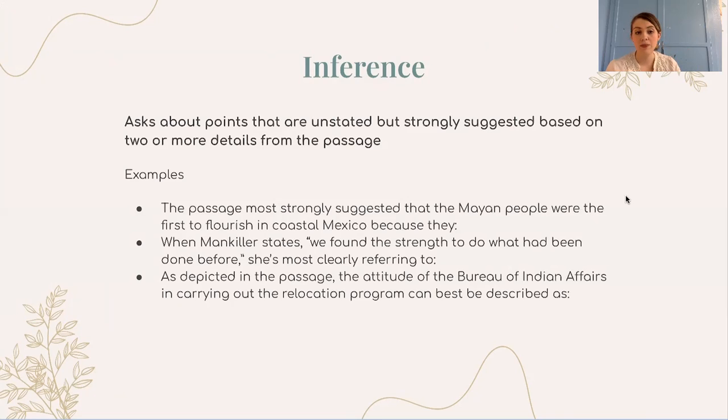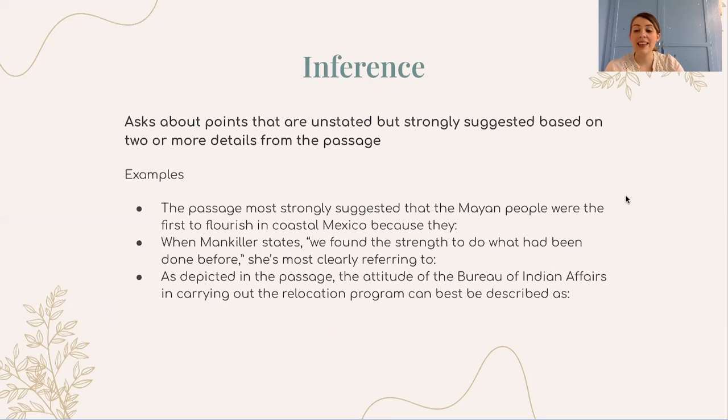You won't be able to find these answers specifically in the text, but you can find clues to what the answer should be. Some examples: the passage most strongly suggested that the Mayan people were the first to flourish in coastal Mexico because they. When Mankiller states, we found the strength to do what had been done before, she's most clearly referring to. As depicted in the passage, the attitude of the Bureau of Indian Affairs in carrying out the relocation program can be best described as.